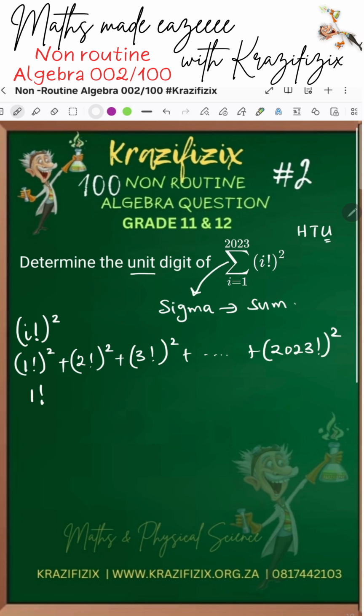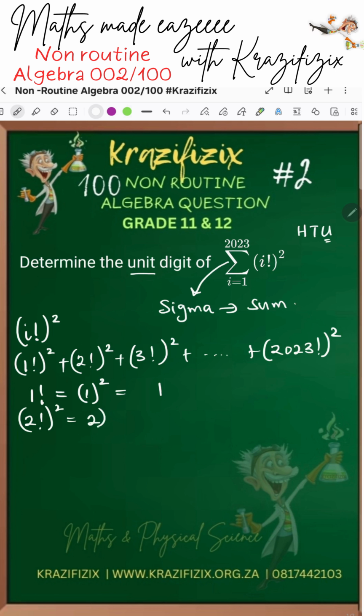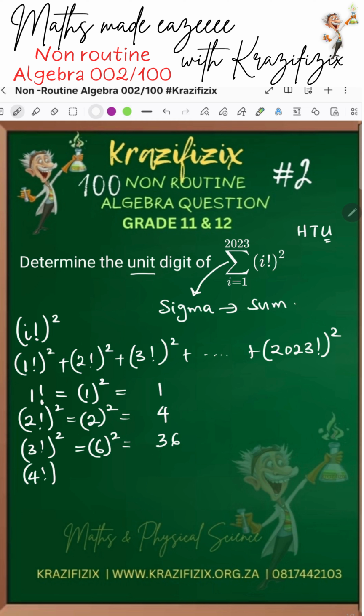What is 1 factorial squared? Basically, it is 1 squared, and that is 1. What about 2 factorial squared? 2 factorial would give us 2, and that would give us 4. What about 3 factorial squared? 3 factorial would give us 6, and 6 squared would give us 36. I'm trying to see if there's a pattern. 4 factorial would give us 24. Now that changes the whole thing. 24 times 24 is 576.